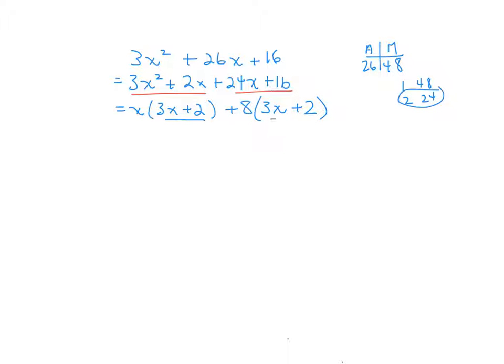These two brackets are the same, so we're going to common factor that out. We have a 3x plus 2, and our other bracket is going to be x plus 8. Alright, so that's our final factored expression for that shaded area on that question. Moving to the last one.